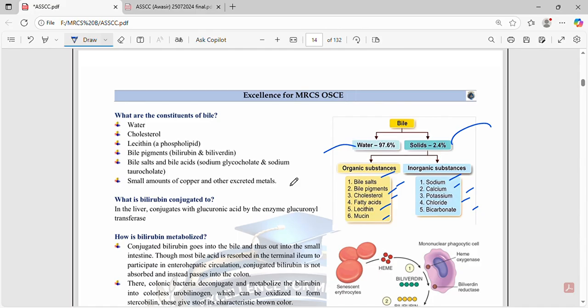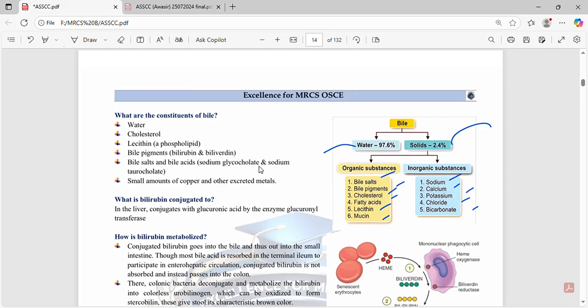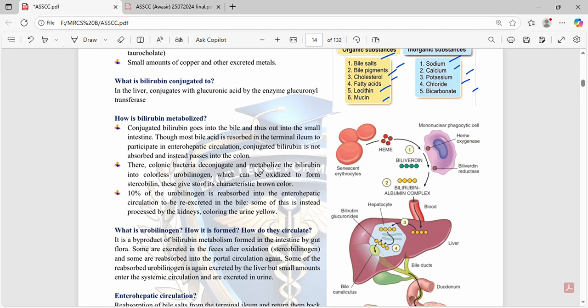How is bilirubin metabolized? Conjugated bilirubin goes into bile and thus out into the small intestine. Most bile acid is reabsorbed in the terminal ileum to participate in enterohepatic circulation. Conjugated bilirubin is not absorbed and instead passes into the colon.